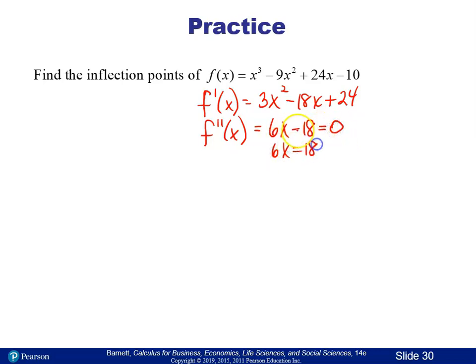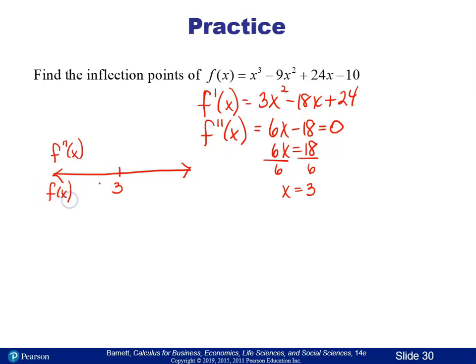So I'll move that 18 over and it'll become positive. Divide by the 6, so x is 3. Now we need to do our sign chart. Remember, that's a part of the verification process to show that it is an inflection point. We're going to pick a number more than 3, so we'll say 4 as our test point. 6 times 4 minus 18 will be positive. If I pick something less than 3, like 1, 6 times 1 minus 18 is negative. So this is going to be concave down, and this is going to be concave up.